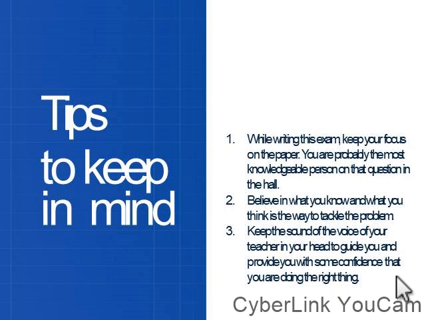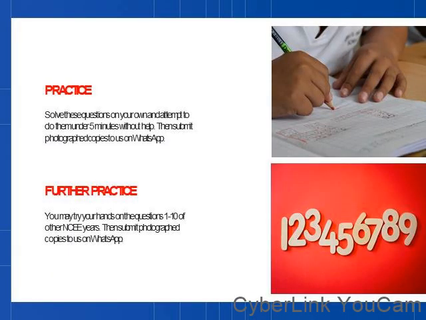So from here I would just take you to what I expect you to be doing within the time that we're not going to be together. First, I want you to solve these questions on your own and attempt to do them under 5 minutes without help. Then submit photographed copies to us on WhatsApp. You have our WhatsApp number. If you don't, you can ask for it in the comments section.